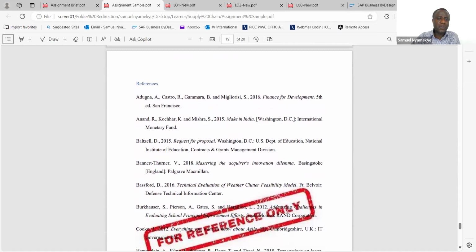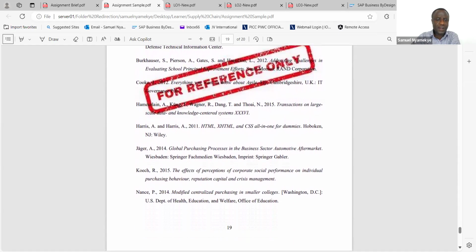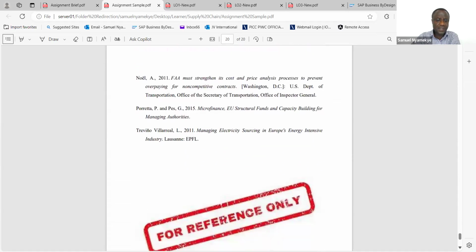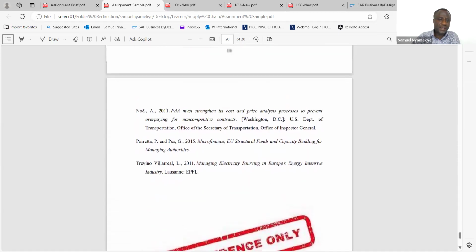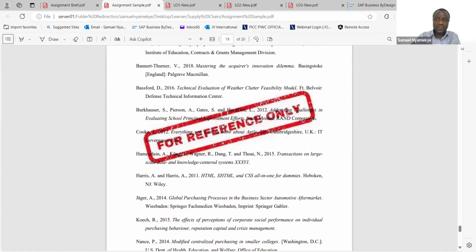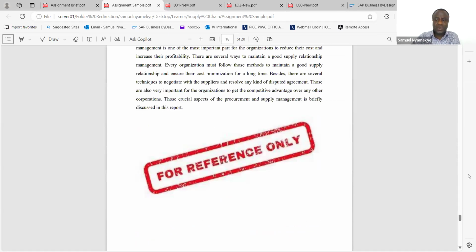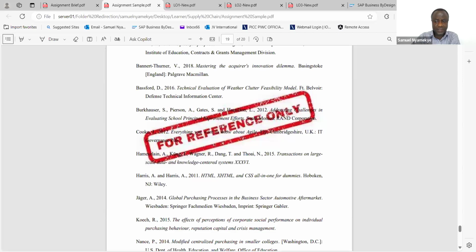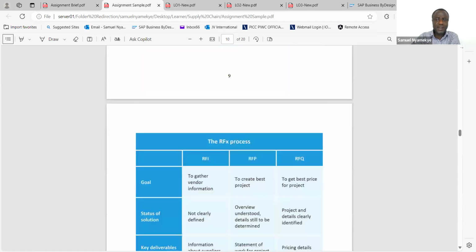Then you do all your references, make sure that you have them. If you've got any appendices or any other diagrams or anything you want to add, you can just add them and you submit. So yes, all the best with your assignment.